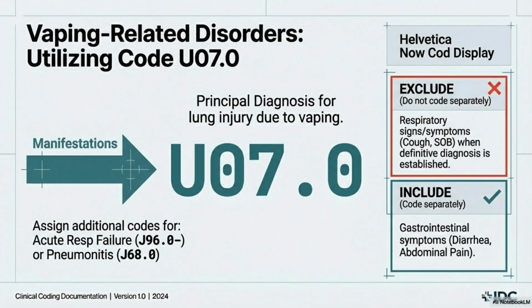When the provider documents lung injury due to vaping, U07.0 becomes your principal diagnosis. Then you add codes for the manifestations, like acute respiratory failure or pneumonitis. Respiratory symptoms such as cough or shortness of breath are bundled into the diagnosis and not coded separately. But GI symptoms, like nausea, vomiting, or abdominal pain, can be coded separately.